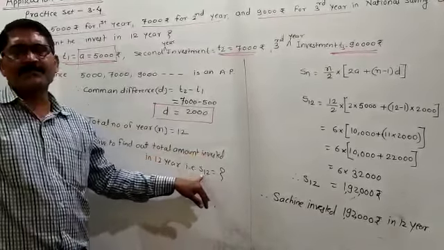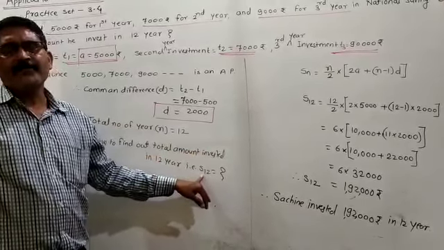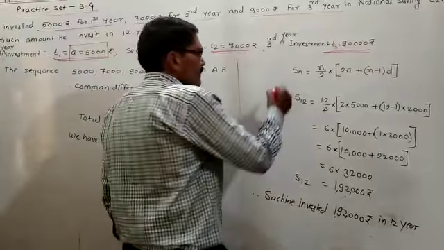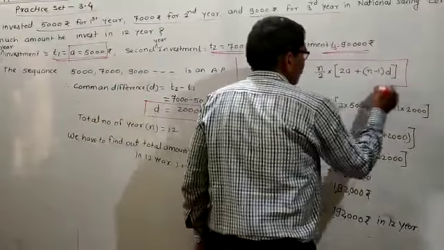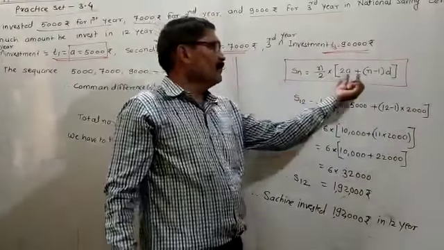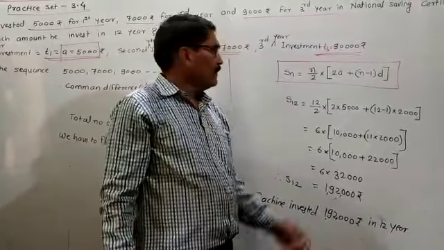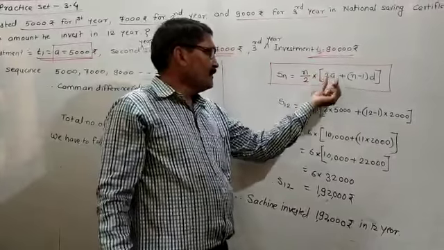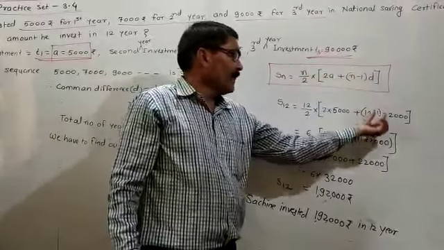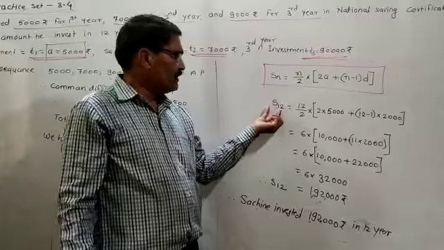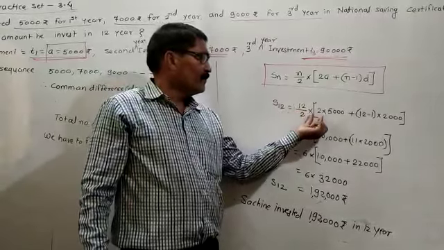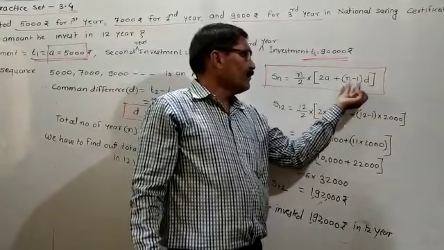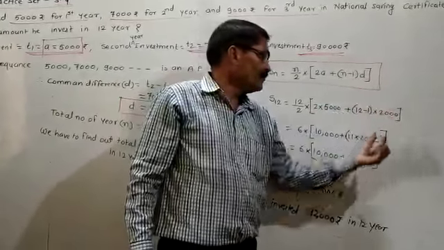You have to find out for 12 years. At that time you have to utilize the formula of Sn. Sn is equal to n upon 2 into 2a plus n minus 1 into d. Then you have to put the value of n as 12, value of a as 5,000, value of d as 2,000. So S12 is equal to 12 upon 2, in bracket 2 multiplied by a value is 5,000, plus 12 minus 1 into d value is 2,000.